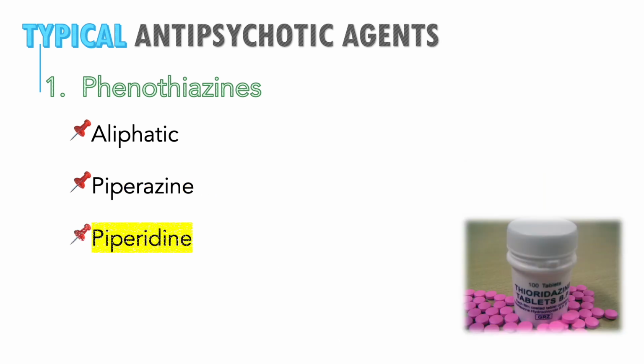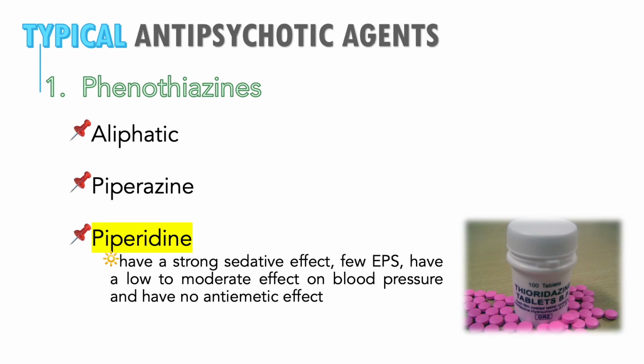Next is piperidine. Piperidine has a strong sedative effect, few extrapyramidal symptoms, has a low to moderate effect on blood pressure, and has no antiemetic effect. An example of this classification of medication is thioridazine.